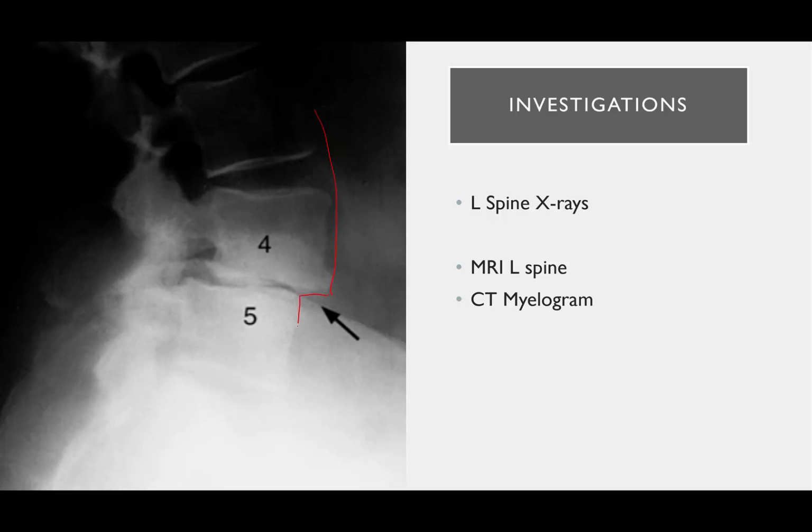You can see the normal cascade, and then a little step off here, so that's a spondylolisthesis. You may see degenerative changes. An MRI of the lumbar spine will help show this in a little bit more detail, as well as any associated areas of nerve root impingement, disc herniation, etc. Like before, a CT myelogram can be a good substitute.